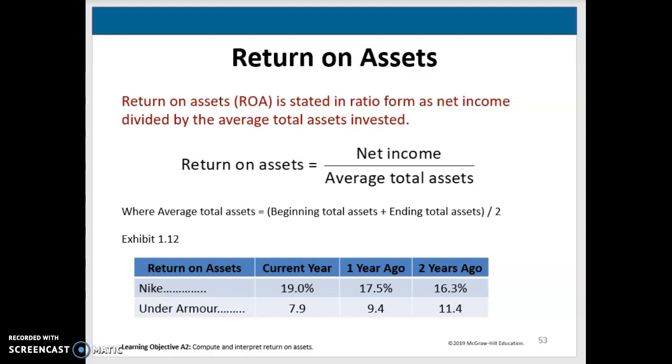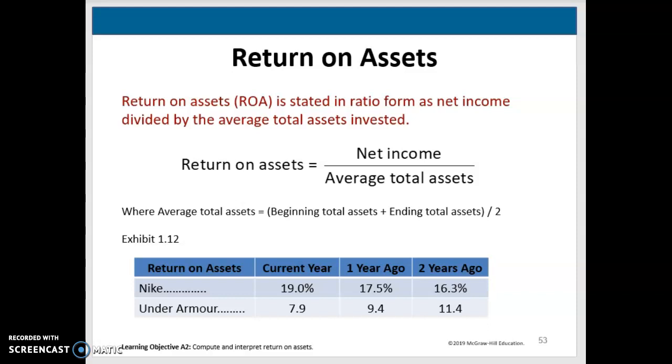So the example they show here is Nike and Under Armour, and it says that Nike has a 17.5% return 1 year ago and 19% now. So we have to figure out, well, is that good or bad? Do we want it to be higher or lower? Well, anytime it's a return, we always want the number to be higher. So Nike improved from 2 years ago to 1 year ago, and then again in the current year, where Under Armour actually decreased. So their return went down. So Nike showed a stable pattern, and it has outperformed Under Armour in those 3 years.